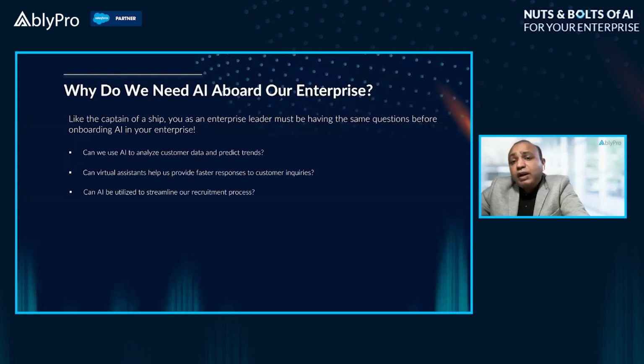Can AI be utilized, because you have got an HR department as well, right? There are various departments in an enterprise, and you need to ask in which department you actually want to use AI, whether it's in the customer service department to provide faster responses, or whether I want to streamline my recruitment process so that I'm able to identify suitable candidates, which saves my recruitment time.